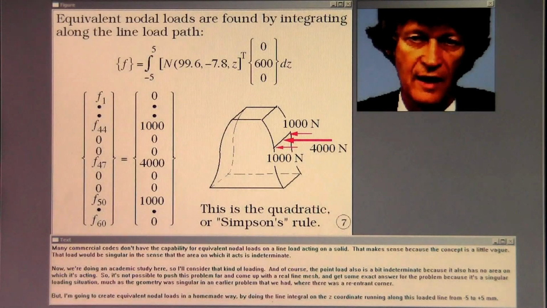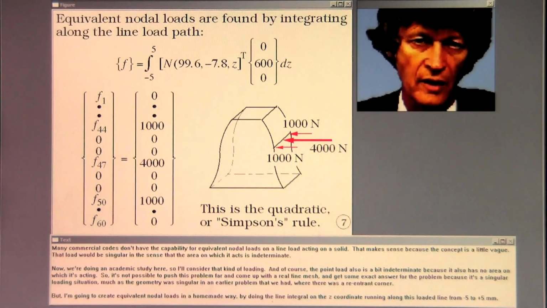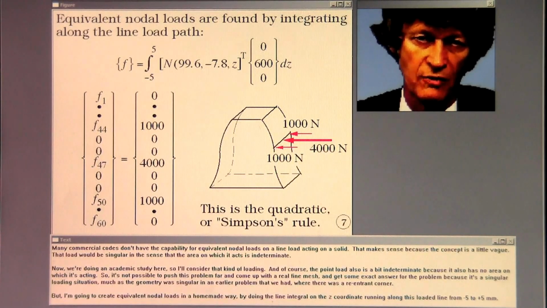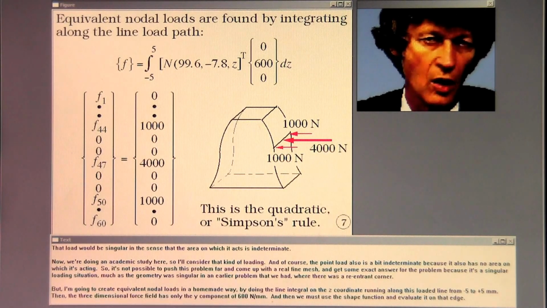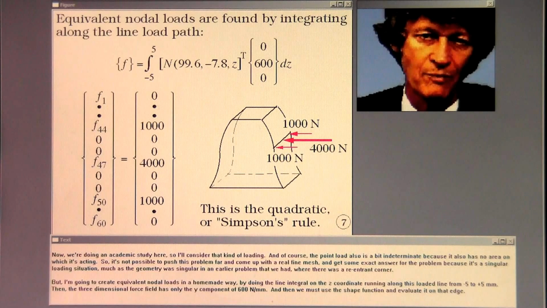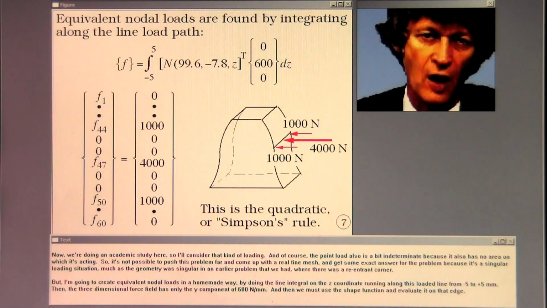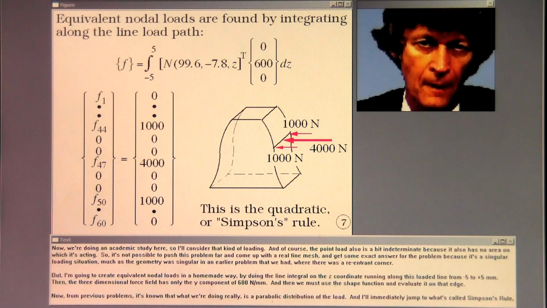Many commercial codes don't have the capability for equivalent nodal loads on a line load acting on a solid. That makes sense because the concept is a little vague. That load would be singular in the sense that the area on which it acts is indeterminate. Now, we're doing an academic study here, so I'll consider that kind of loading. And of course, the point load also is a bit indeterminate because it also has no area on which it's acting. So it's not possible to push this problem far and come up with a real fine mesh and get some exact answer for the problem because it's a singular loading situation, much as the geometry was singular in an earlier problem that we had where there was a reentrant corner.